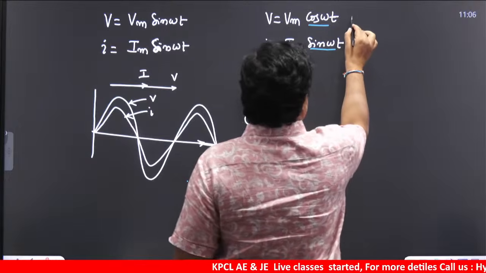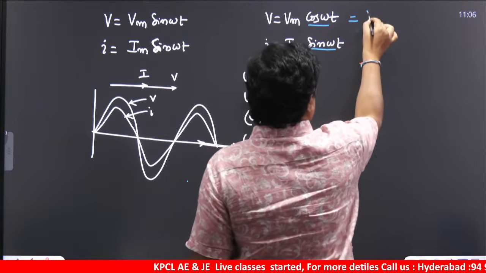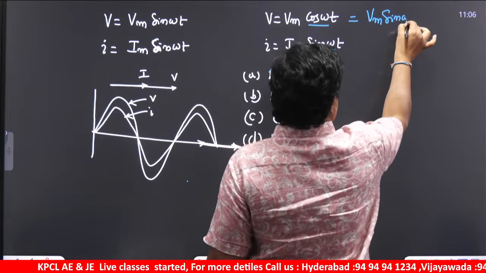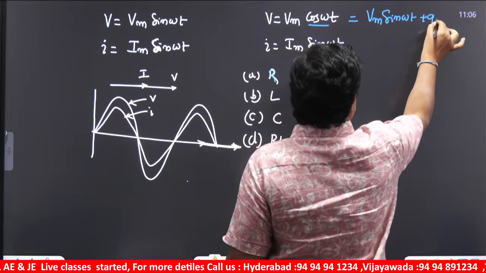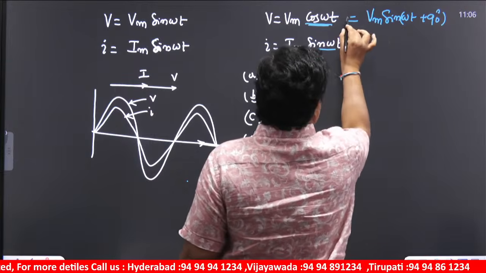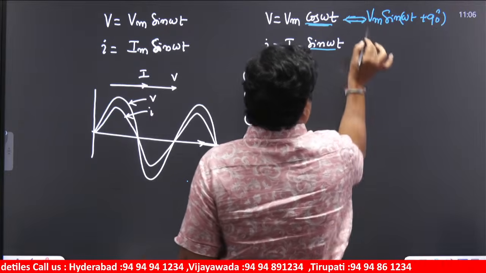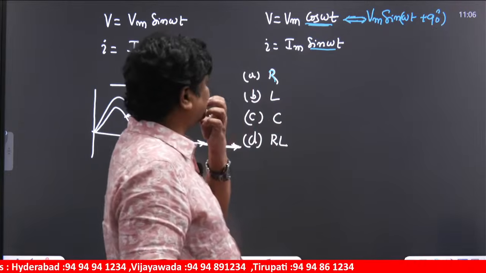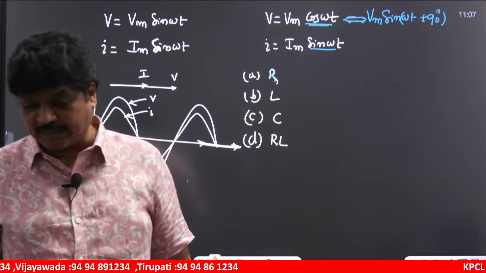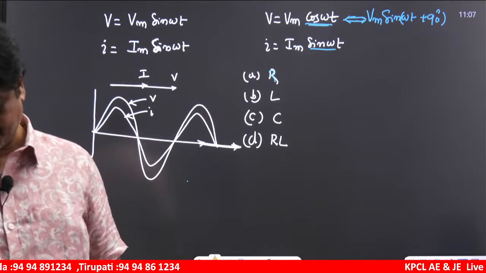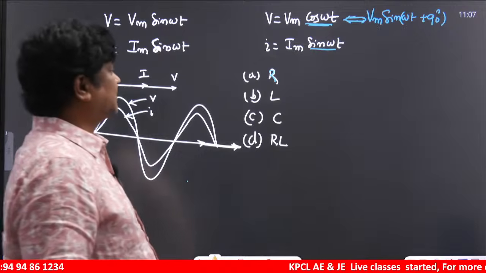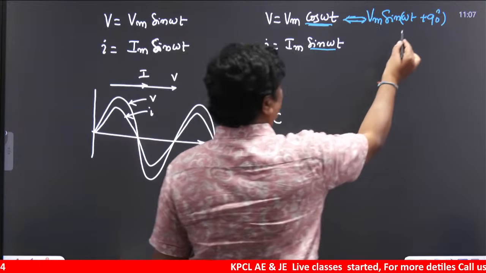Now, see here, this can be written as Vm sin omega t plus 90 degrees. This is the first point. These two are equal. Are you clear? Are you clear, ma? So, voltage is Vm sin omega t plus 90 degrees.